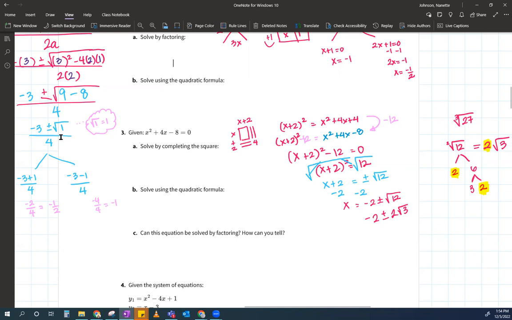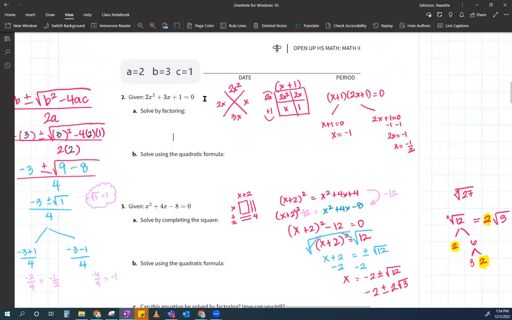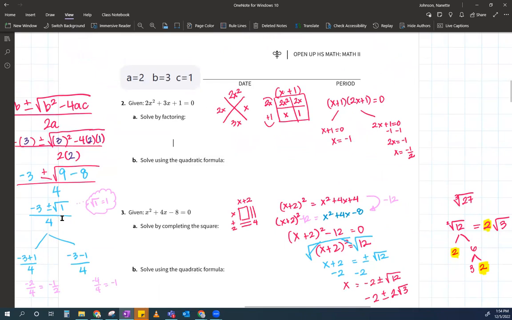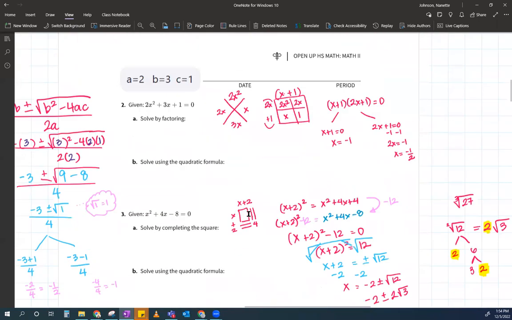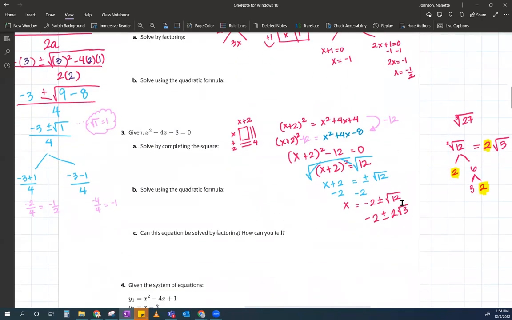And some of you are like, but Ms. Johnson, this one had a square root and we factored it, but the square root simplified to just 4. So that's why we were able to factor it. Does that make sense on why we couldn't factor this one?